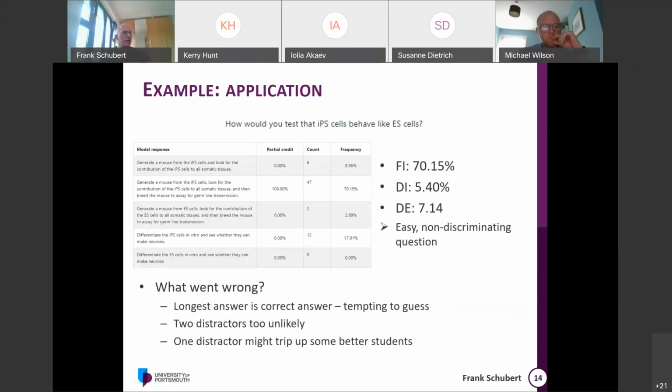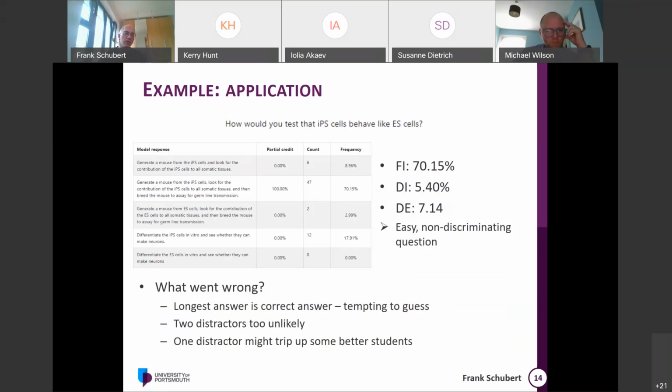Here we are looking again at an example of application of knowledge, testing the application of knowledge. The question is very simple. How would you test that iPS cells, induced pluripotent stem cells, a particular cell that can be used, behave like another type of cell, ES cells? In this case, the facility index is very high, similar to what we have seen for some of the questions before, but now the discrimination index is very low. So this is an easy but non-discriminating question.